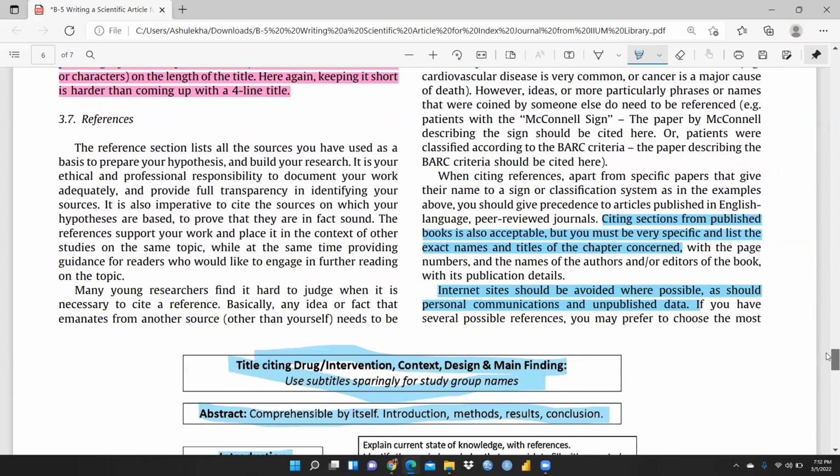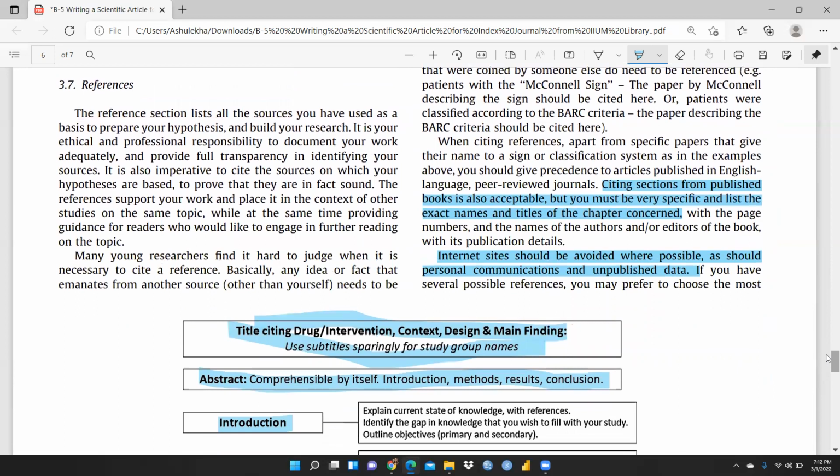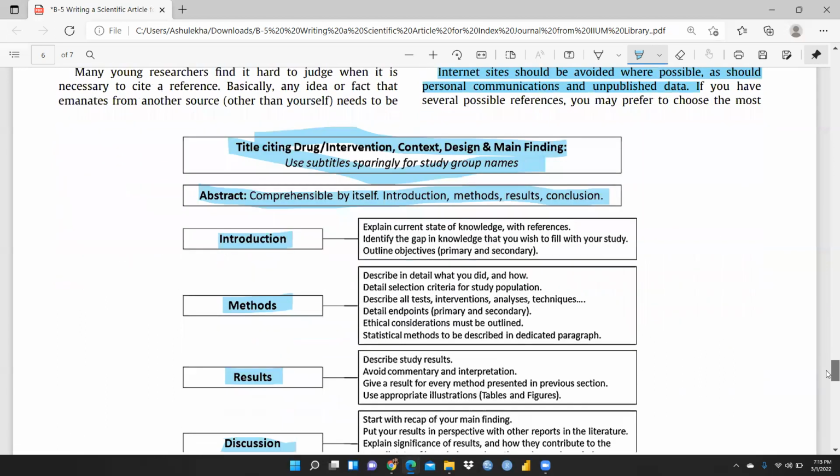Then the last is references. It depends on the journal criteria, whether they are asking for APA format, Vancouver, or Harvard. It depends on the journal requirement, and you have to follow it accordingly, because a number of software tools are available on the internet, like Mendeley and EndNote, through which you can organize your references. So here is citing.